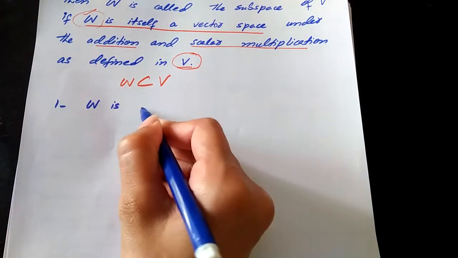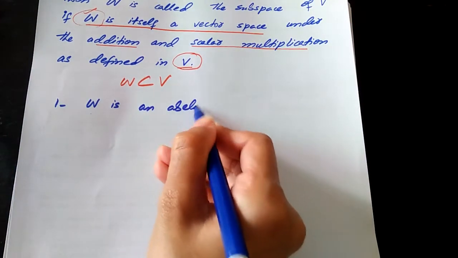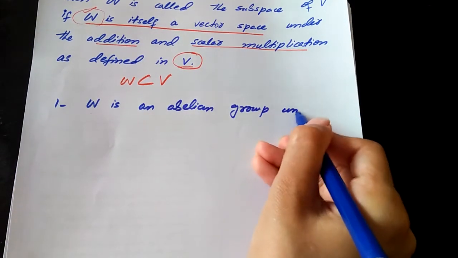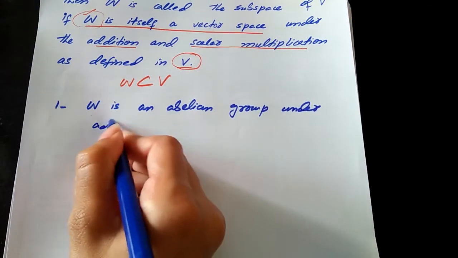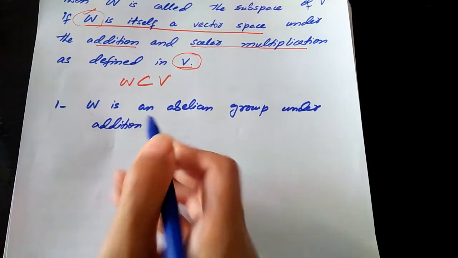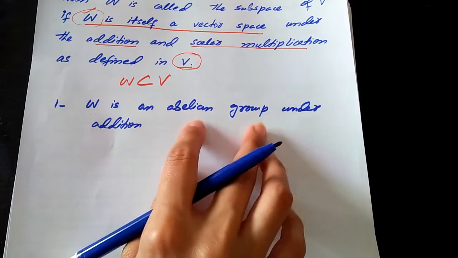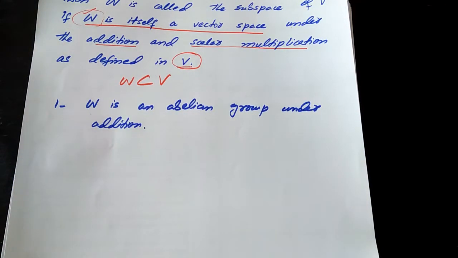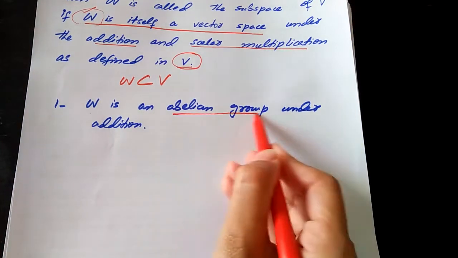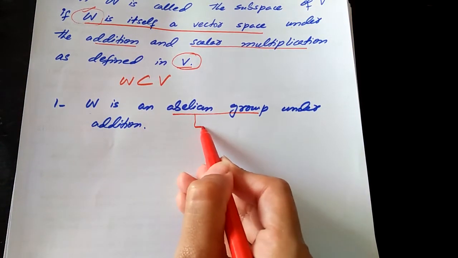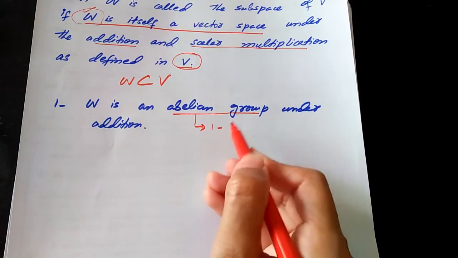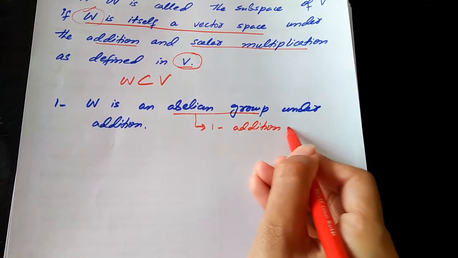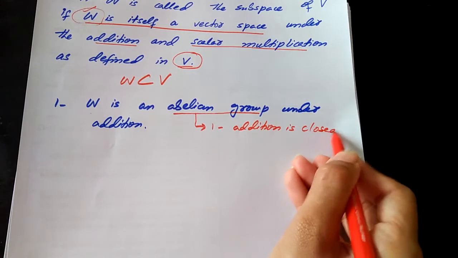W is an abelian group under addition. Now the first axiom is you have to prove W as an abelian group under addition. And for proving it as an abelian group, there are 5 more axioms inside it. The first is you have to show that addition is closed. What does this mean, that addition is closed?